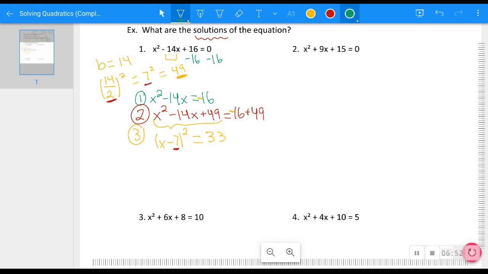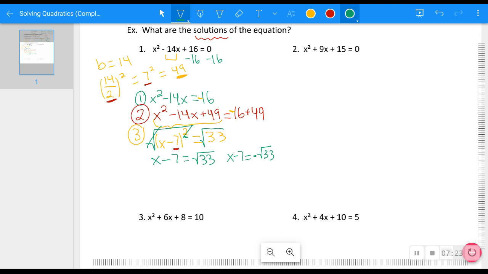Now, just like when we solved using square roots, we got to get rid of this little squared that's up here. So to do that, we are going to do the opposite. We're going to square root. And what we do to one side, we do to the other. Then those will cancel. So we'll be left with x minus 7 equals, and we have to remember it's going to equal the positive square root of 33. And x minus 7 is going to equal the negative square root of 33.